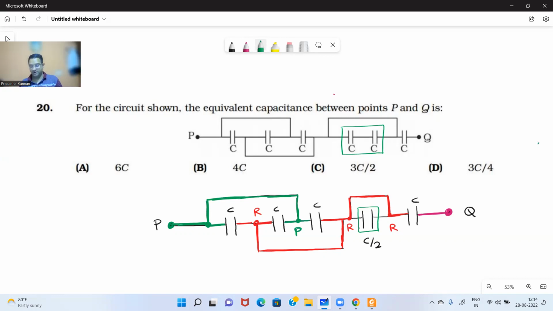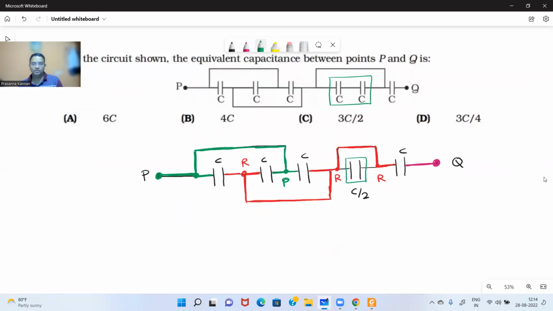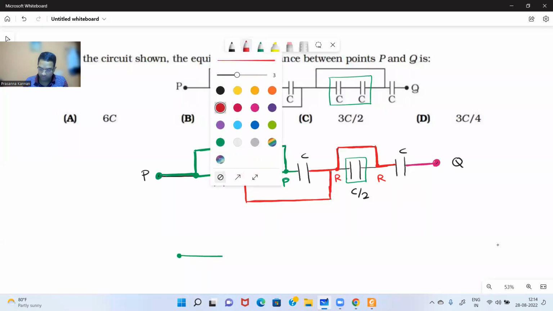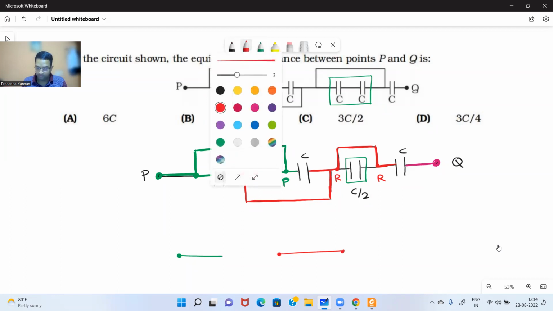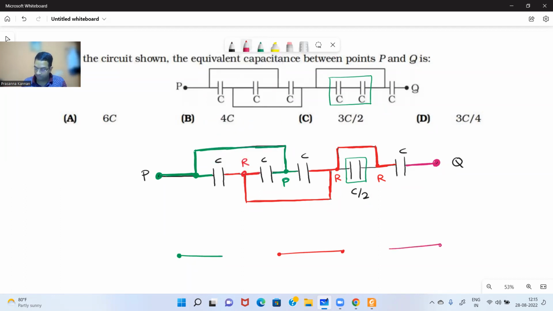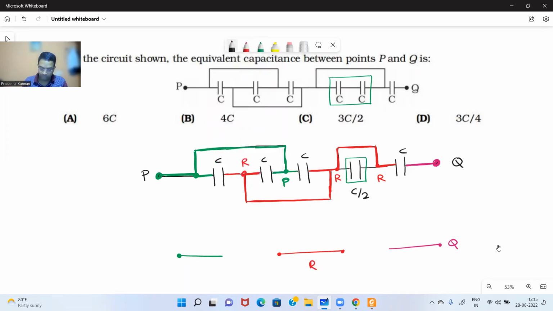Okay, so we are done with finding the different points. How many different electrical nodes do we have? P, Q and R, correct? So we have a point P, then we have a point R, then finally we have a point Q.